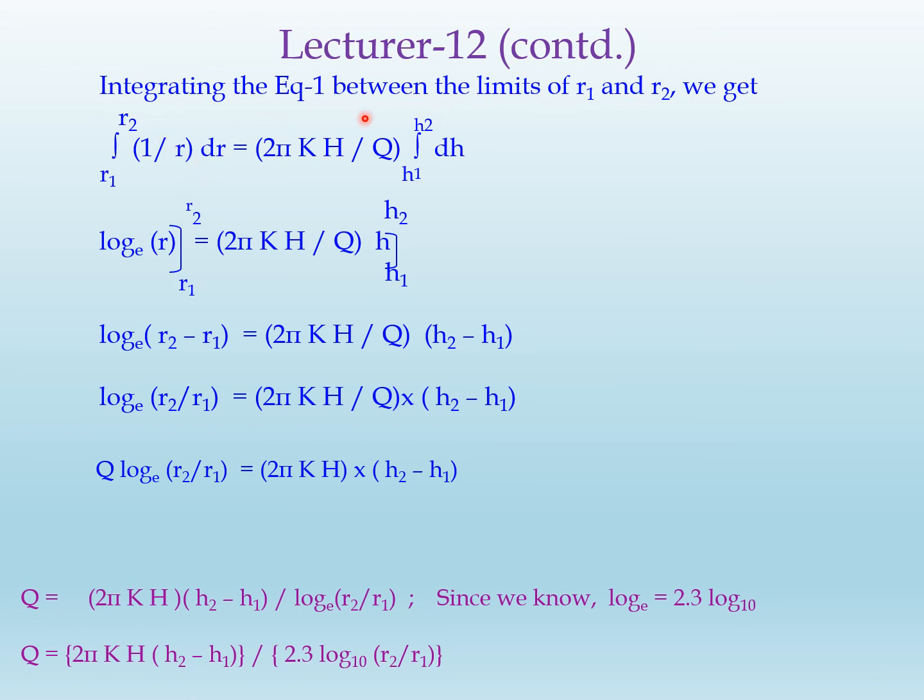Finally, if we integrate the equation between the limits r1 and r2, we will get the equation of discharge Q equal to 2 pi k h into h2 minus h1 divided by log E into r2 by r1. And since we know log E equal to 2.3 log 10, we can also write Q equal to 2 pi k h into h2 minus h1 divided by 2.3 log 10 into r2 by r1. This is the discharge equation for confined aquifer based on Thiem's formula.